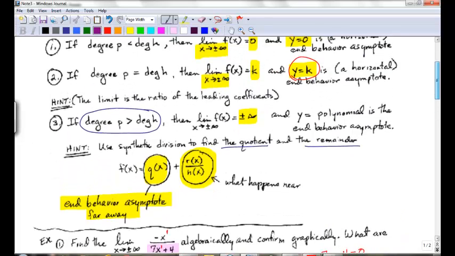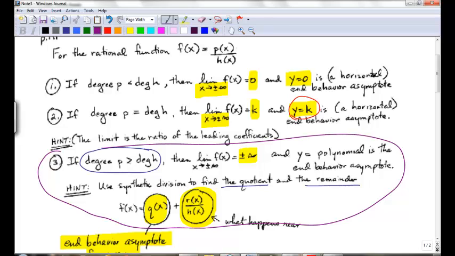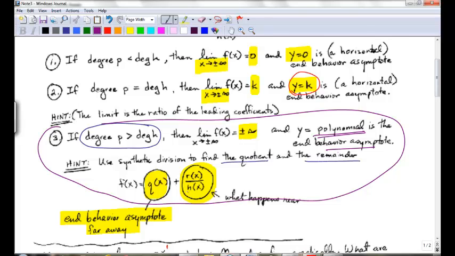Go back up to this. It's all this right here. If the degree is bigger on top, the limit is infinity, and y equals some polynomial is the end behavior asymptote. To get those polynomials, you've got to do synthetic division. The quotient is the end behavior asymptote far away. It's actually far away from the vertical asymptote. And this one is what happens near the vertical asymptote.